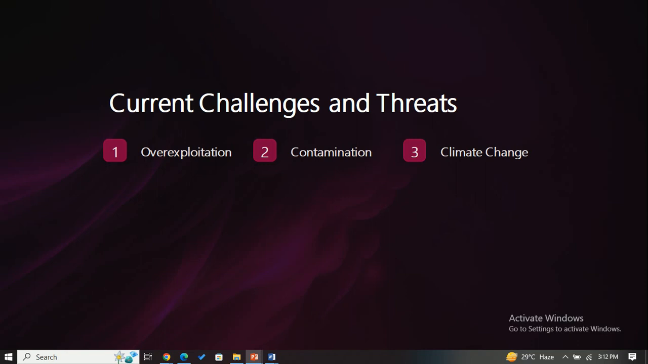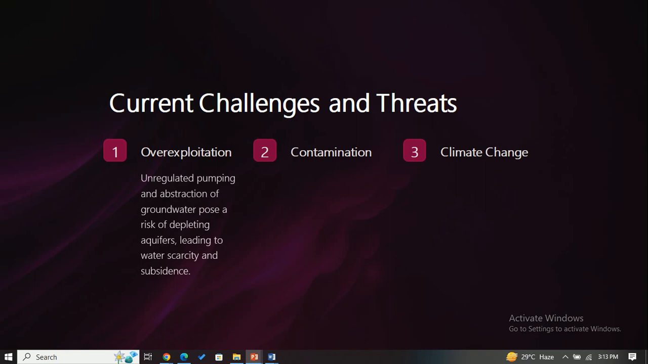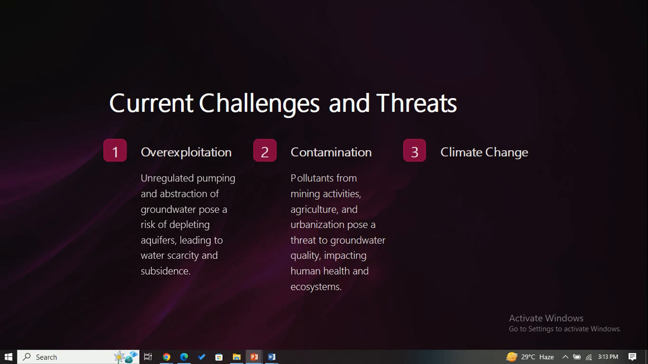And the current challenges and threats. What are the current challenges and threats in this region? The first is over-exploitation. Day by day, unregulated pumping and abstraction of the groundwater pose a risk of depleting aquifers, and we will see this result in the next slide, leading to water scarcity and subsidence. And another major challenge is contamination.